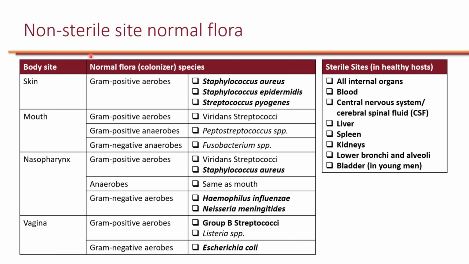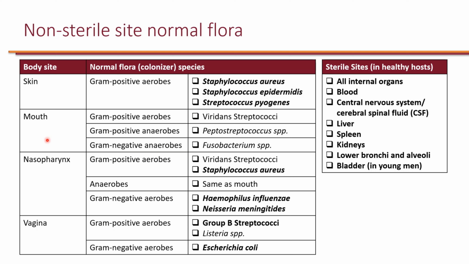But let's focus on the normal flora in these other sites. The skin in general has gram-positive aerobes, such as any Staphylococci species, including Staph aureus. If you find Staph aureus on the skin, it's not necessarily infection in a healthy host. Occasionally, this may cause skin infection. But in the absence of any signs and symptoms of an infection, it's okay to have these organisms on the skin. That's part of the flora.